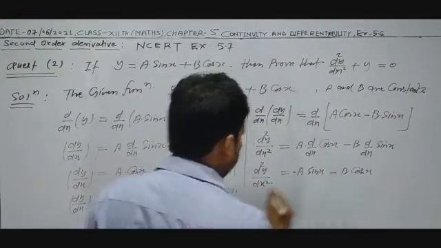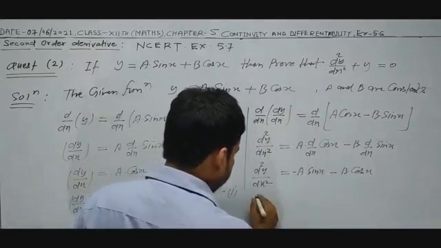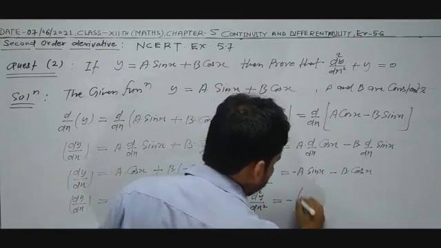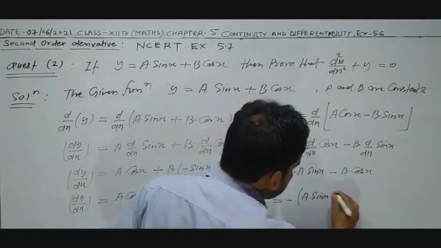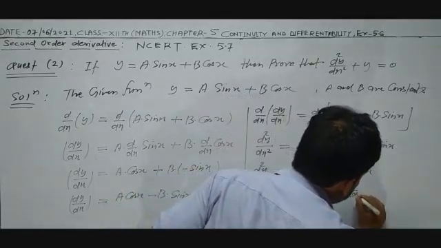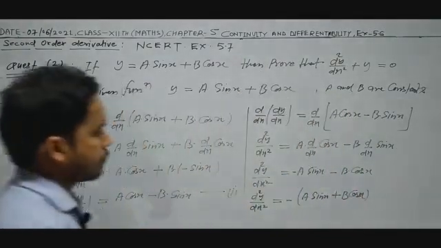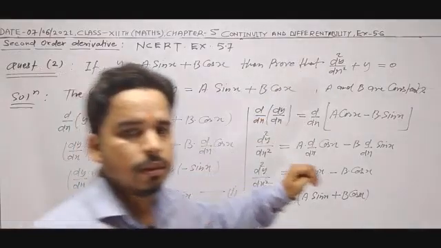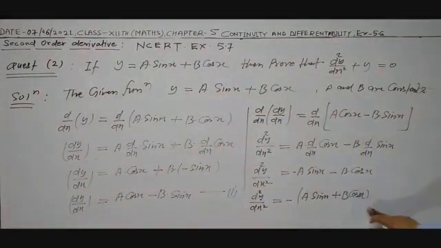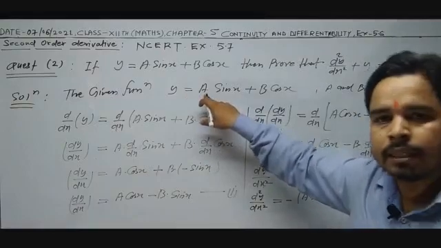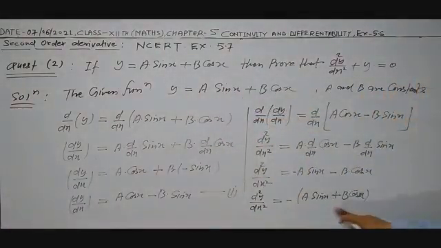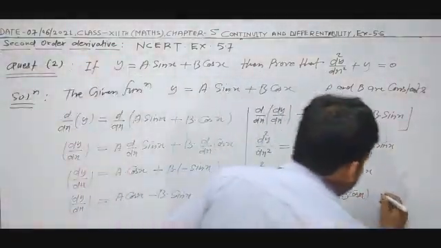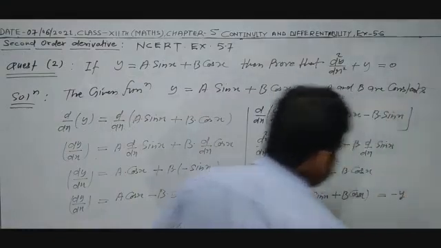So when you take the common minus sign out on the right hand side, d2y by dx2 will be minus times a sin x plus b cos x. And you know this is the given function a sin x plus b cos x, so its value will be y. Y is equal to a sin x plus b cos x. So d2y by dx2 is equal to minus y.